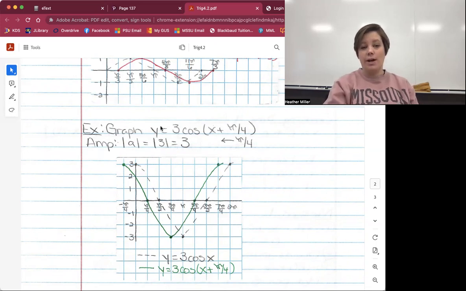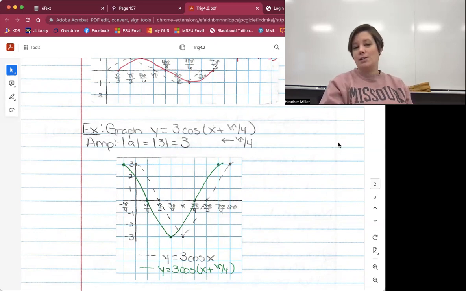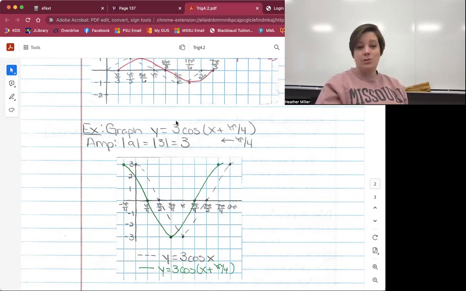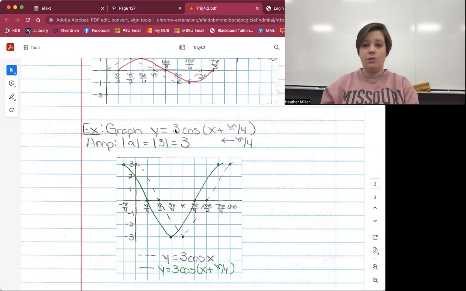This says graph y equals 3 cosine of x plus pi over 4. And I didn't write it out, but it was over 1 period. So this one's got 2 different things going on. Notice it's got this 3 out front, and we saw that in 4.1. That is our amplitude, and that affects our vertical stretching and shrinking. And so amplitude is the absolute value of that A.